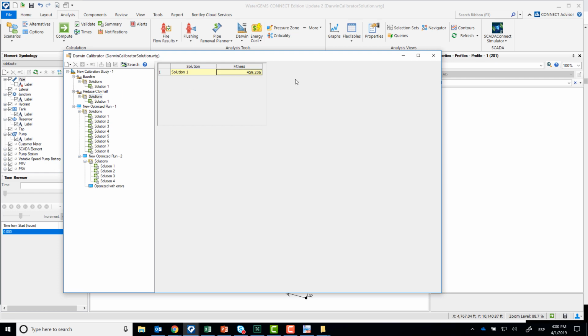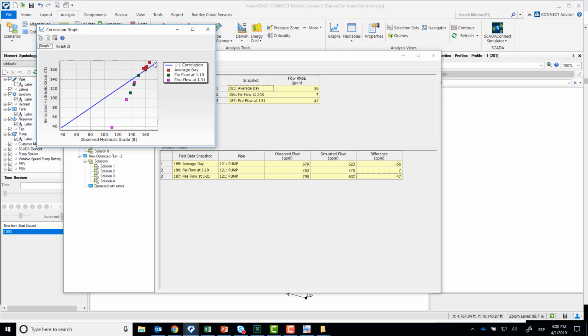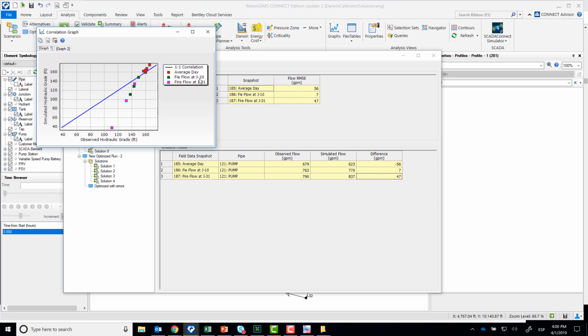So it actually got worse. So not a good solution. Let's see what it simulated. So the fire flow observed for this particular one, let's look at some of the average days. No, actually, the fire flows are most critical. So at J31, observed 110 maybe, and it's simulating it to be 40. So definitely not a good match at all. Flows, even worse. So definitely we do not like this solution.